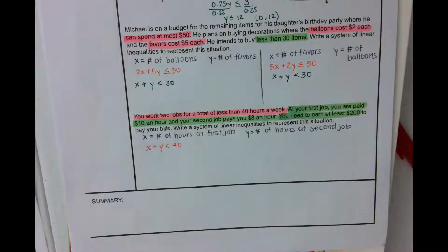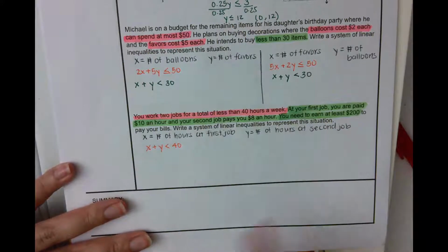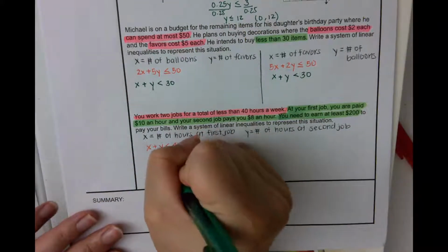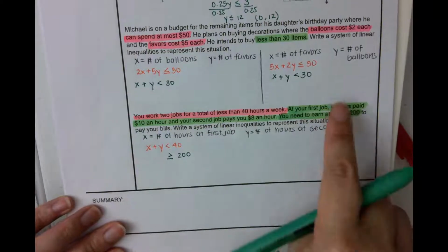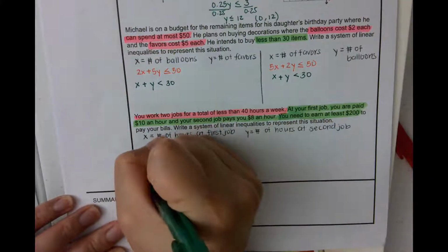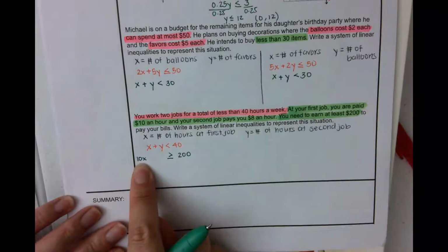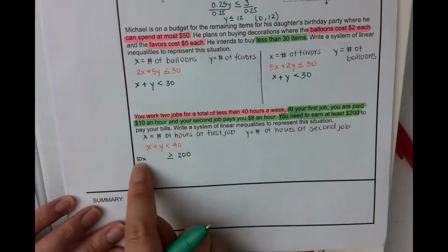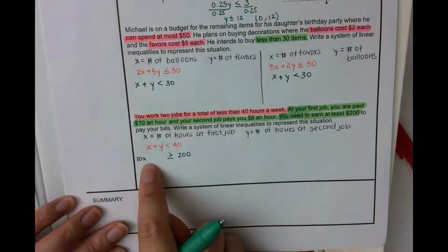Then for my second inequality, I'm going to use the total of money being earned. If I need to earn at least $200, that means I need greater than or equal to 200. My first job pays me $10 an hour. So 10x represents the money I'm paid at my first job. If I work 1 hour, that's 10 times 1. If I work, let's say, 5 hours, that's 10 times 5, $50, and so on and so forth.